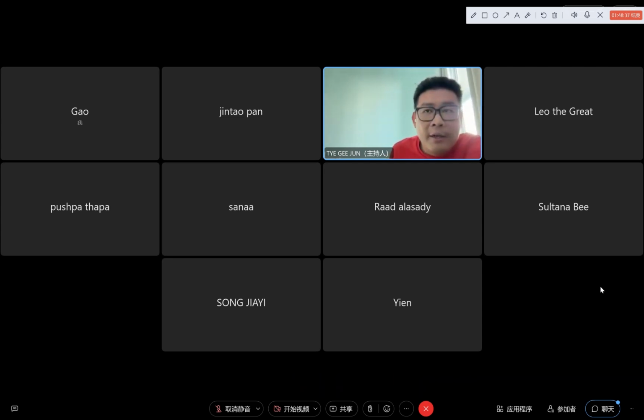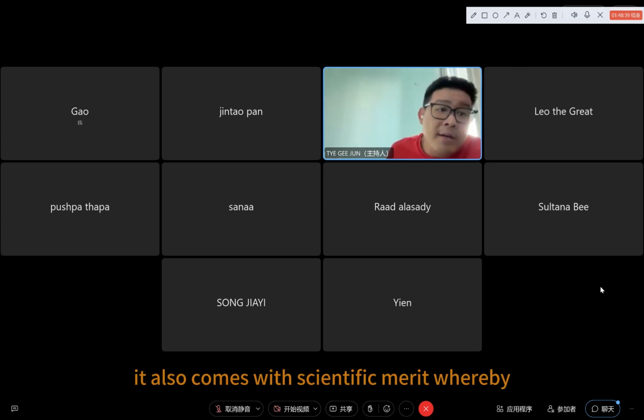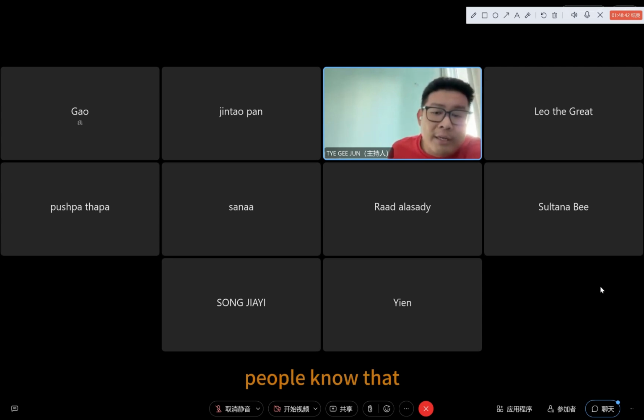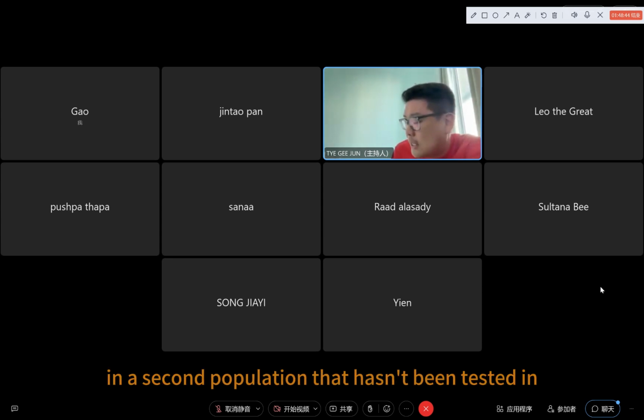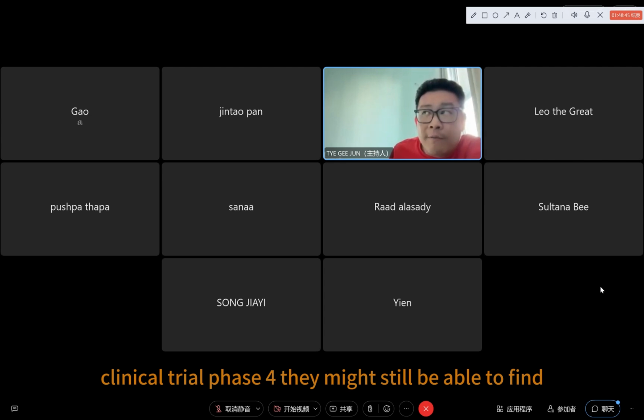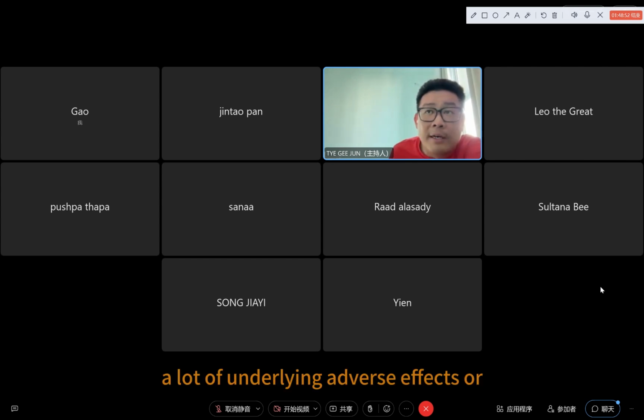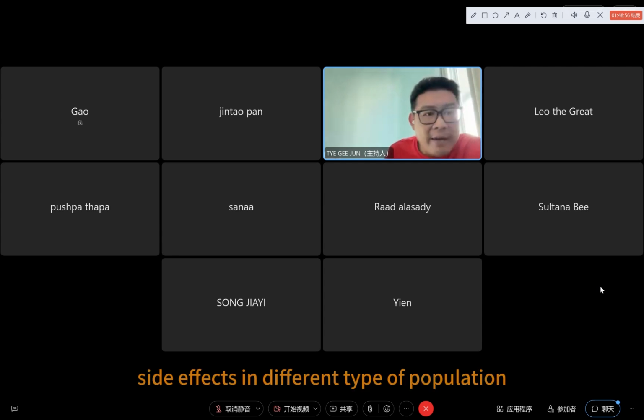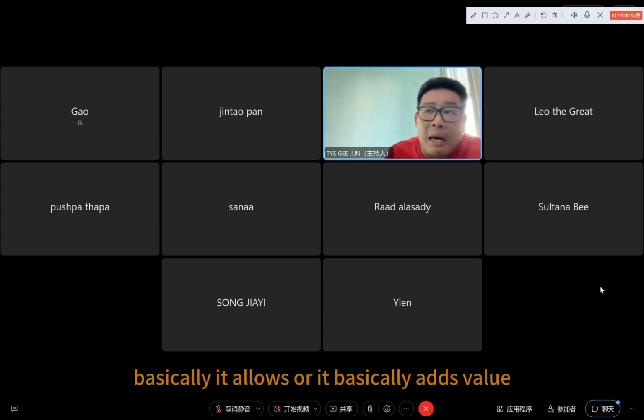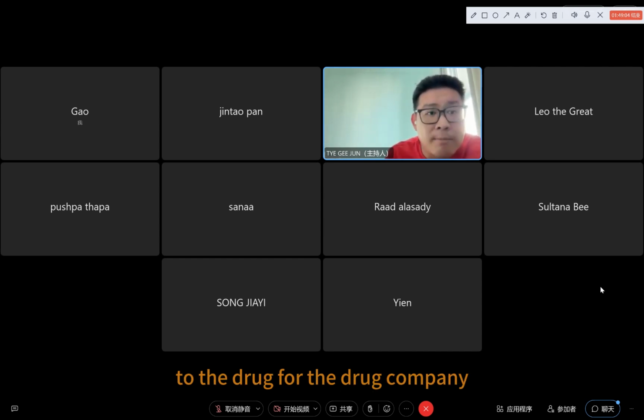But of course, it also comes with scientific merit, whereby people know that in a certain population that hasn't been tested in the clinical trial phase 4, they might still be able to find a lot of underlying adverse effects or side effects in different types of population. And then it basically adds value to the drug for the drug company.